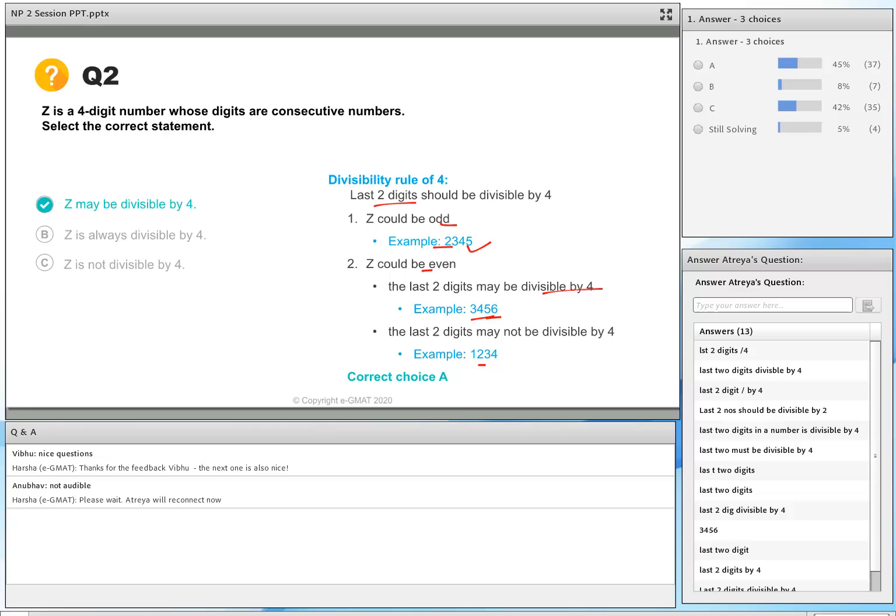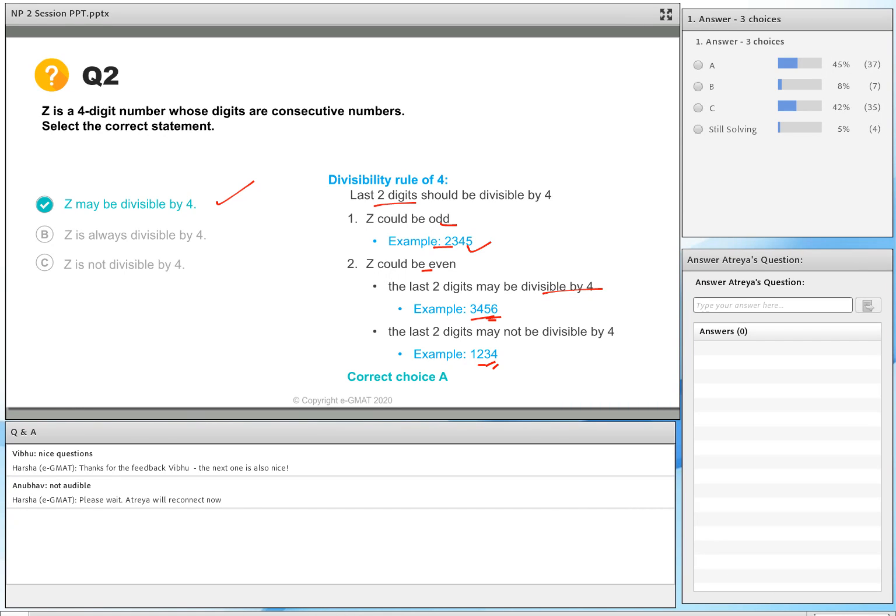Now since 56 is a possible ending, and 34 is not, we can say that there are certain times where z is divisible by 4, but there are also these times where z is not divisible by 4. Hence, the correct answer for this question is choice A. 42% if you have marked choice C as your answer.